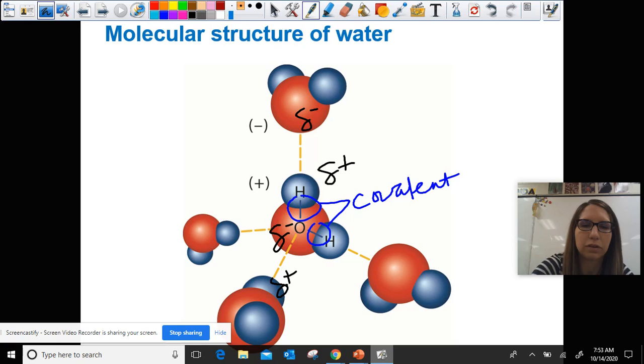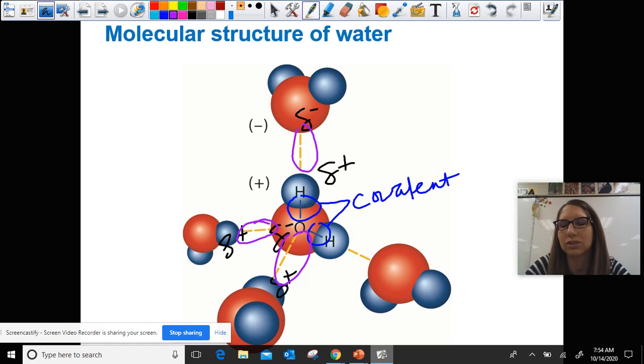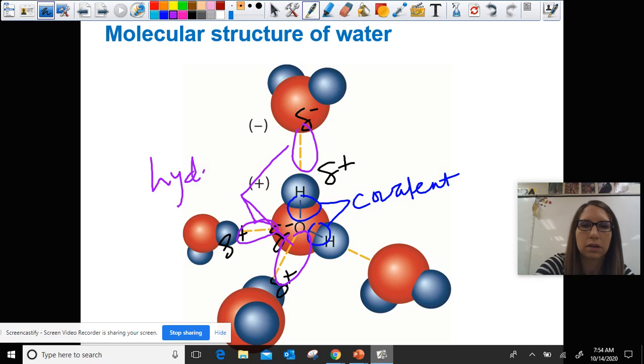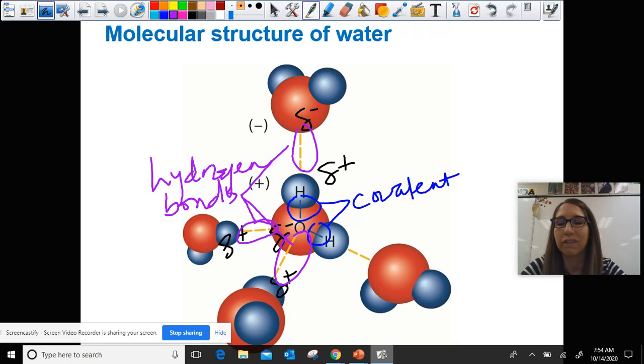All right, so if we draw some of these and label them appropriately here, what we can see is we get a hydrogen bond here, a hydrogen bond here, a hydrogen bond here. So anywhere that we have these slightly opposite charges, we end up forming hydrogen bonds. So again, the hydrogen bonds are between different molecules. The covalent bonds are what are actually holding together an individual water molecule on the inside.